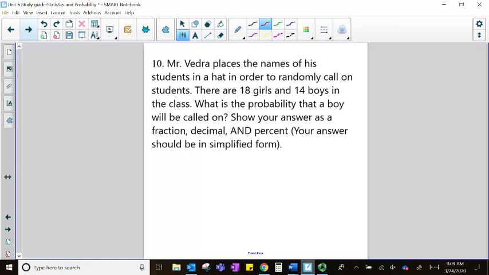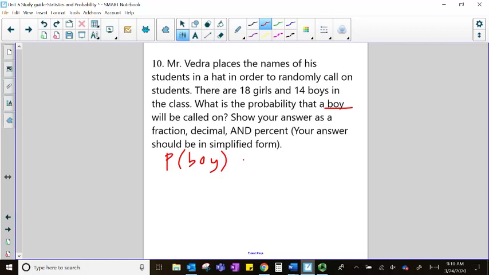Number 10. Mr. Beecher places the names of his students in a hat in order to randomly call on students. There are 18 girls and 14 boys in the class. What is the probability that a boy will be called on? Show your answer as a fraction, decimal, and percent. So we have a simple probability here. What are the chances of it being a boy?